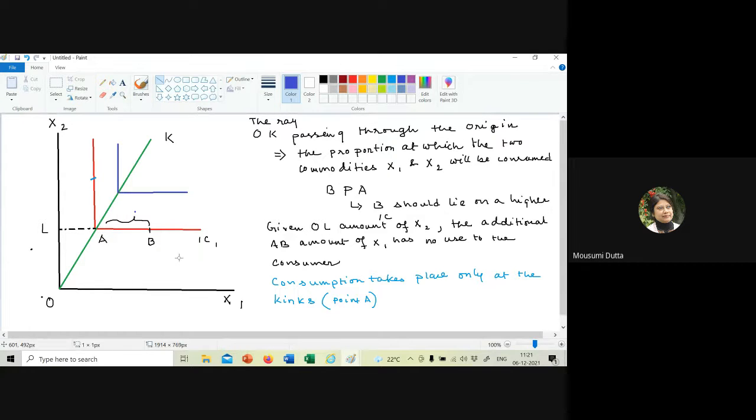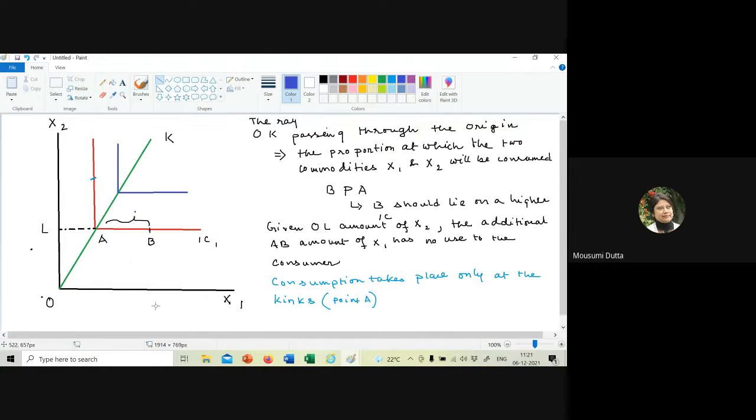it will be like this only. Consumption will take place only along the line OAK. So this will be the relevant thing, okay? Any point beyond these kinks remains redundant to the consumer. Consumption will take place only at the kinks, okay? That is points like this or this, only at the kinks consumption will take place.